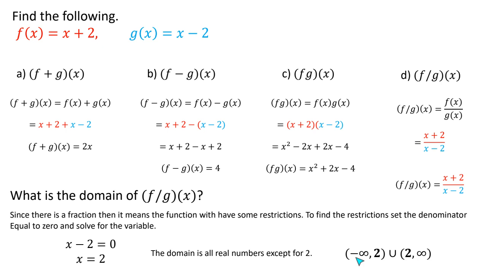So the way we write that is we write from negative infinity all the way to 2. I'm going to use a parentheses because the parentheses tells me that I cannot use that number. And then union 2 to infinity. Okay.